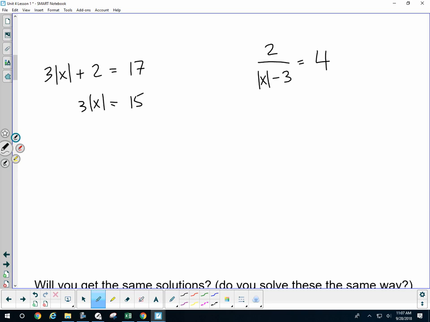Okay? And then if I divide by 3 on both sides, I can isolate the absolute value. The absolute value of x is equal to 5. What values have a distance that is equal to 5? Well, we can say that's just the positive and the negative 5.